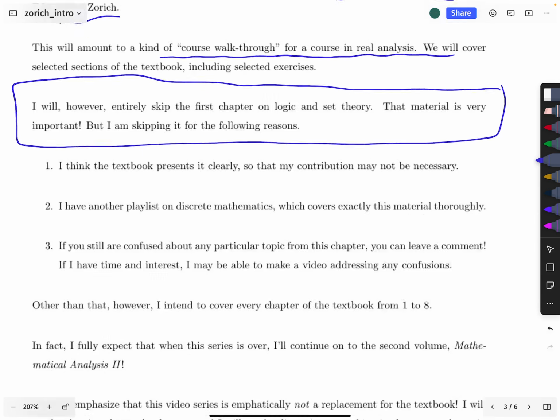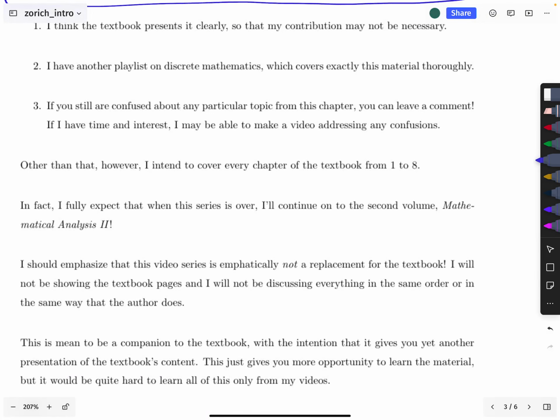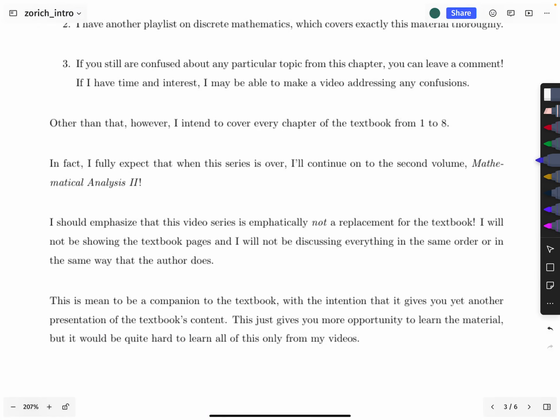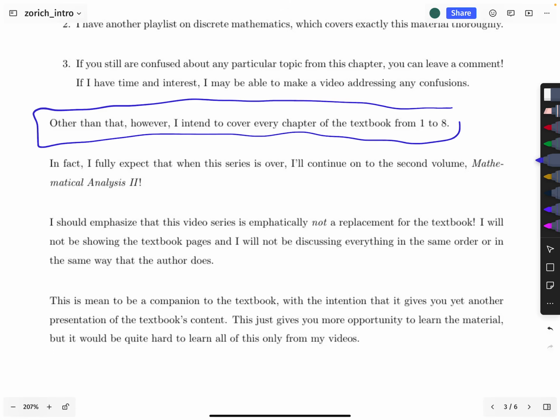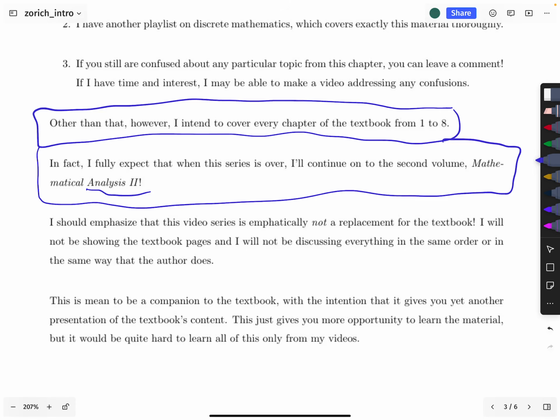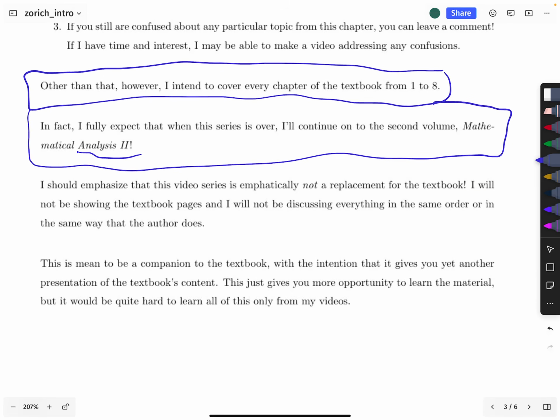So for all of those reasons, I am skipping the section at the beginning of this textbook on logic and set theory. But otherwise, I do intend to cover everything in the textbook from chapters 1 to 8. In fact, because I'm kind of interested in some of the stuff in this textbook and the sequel to the first book, there's a good chance that once I'm finished with this series, I will continue on to the second volume.